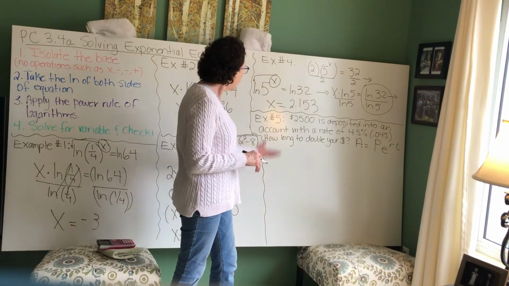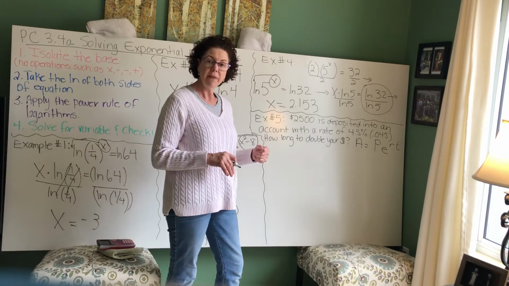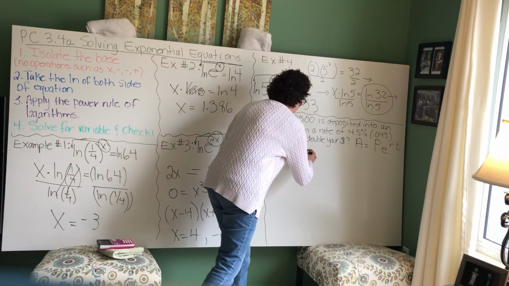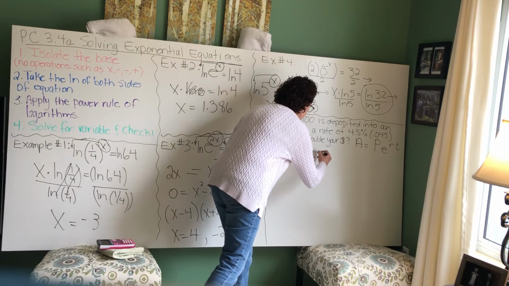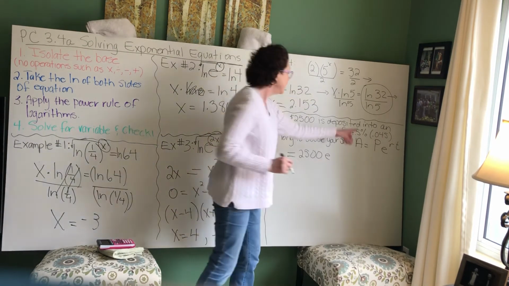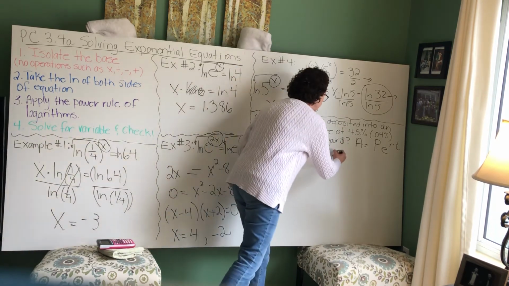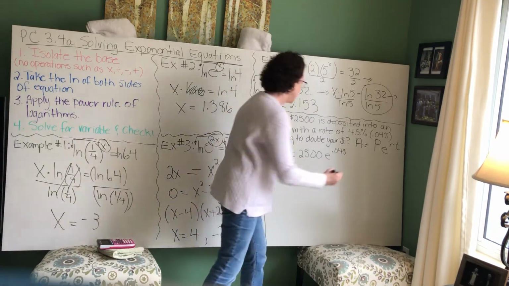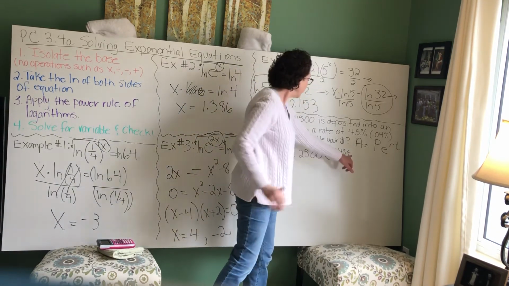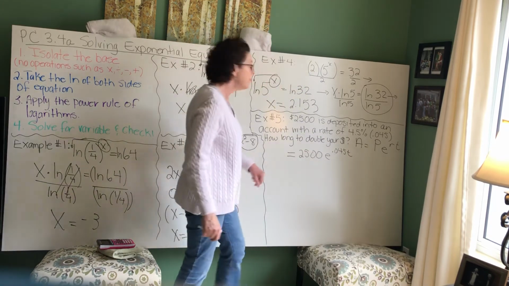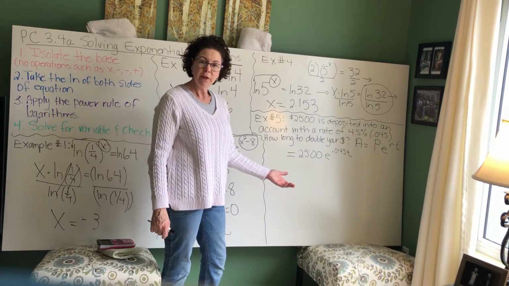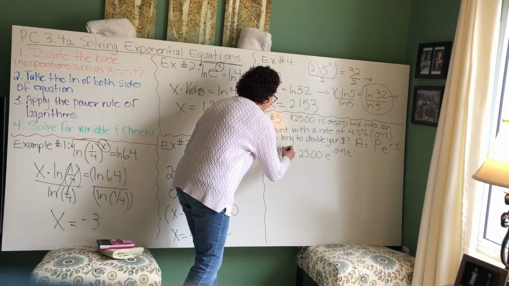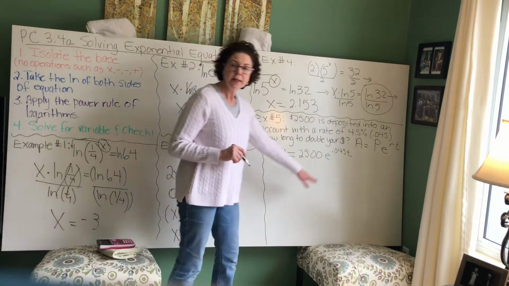And so notice that they gave us that $2,500 is deposited. That's going to be our P. They gave us the rate is 0.045. They are asking us for time. And they are asking us for the time when the money will double. So to double 2,500, of course, that would be 5,000. There we go. We're trying to solve for T.